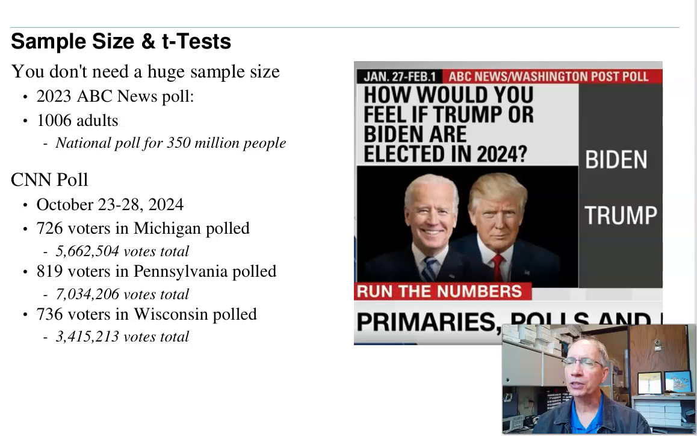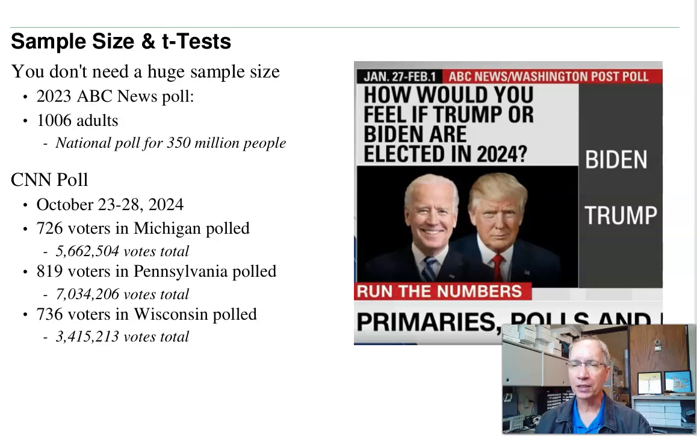Oftentimes these polls are just using a fairly small sample size to represent a large population. For example, the 2023 ABC News poll tried to find out what's happening in the opinion of 350 million Americans. Well, that's a national poll. I don't need to measure 350 million people. They got results using only 1,006.